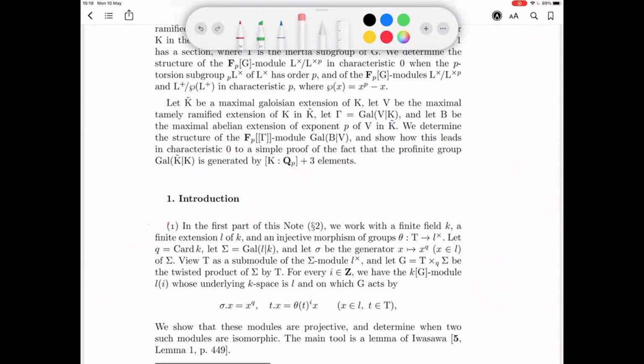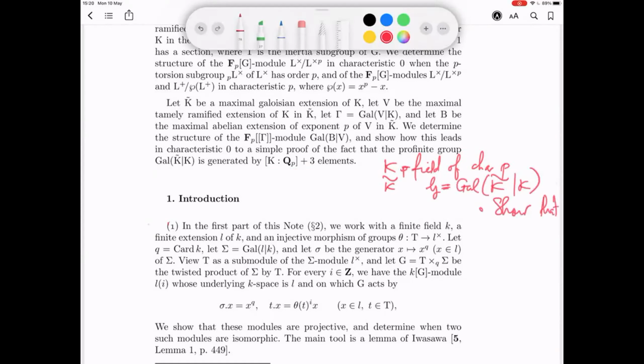And here's the exercise. What does it say? K is a P-adic field of characteristic P, K tilde is the separable algebraic closure of K, and G is this Galois group, the absolute Galois group of K. You have to show that this G is not finitely generated as a profinite group.